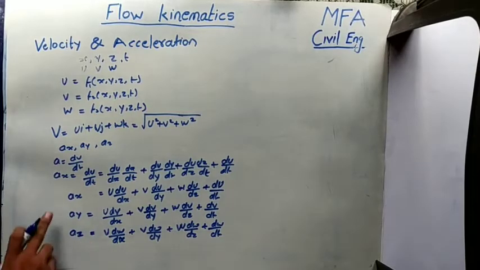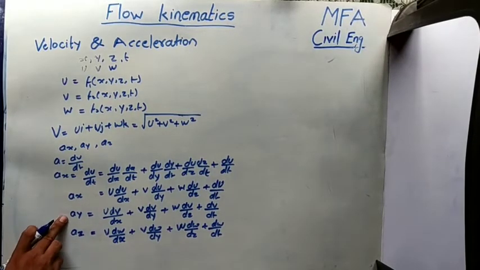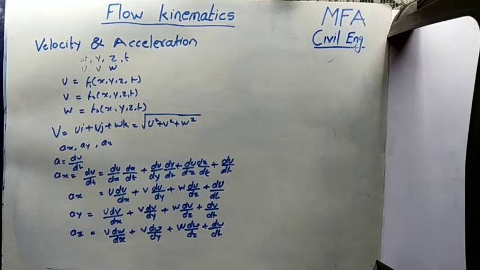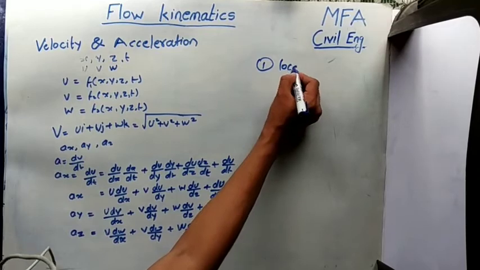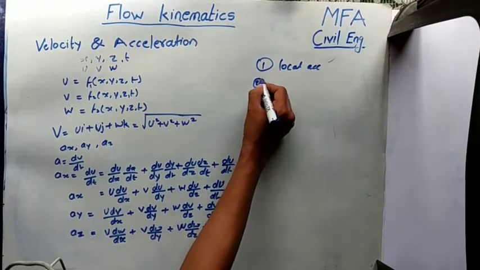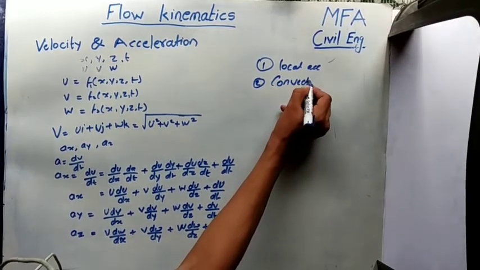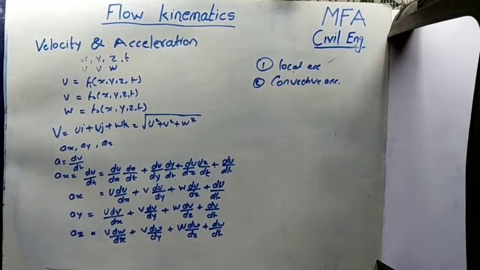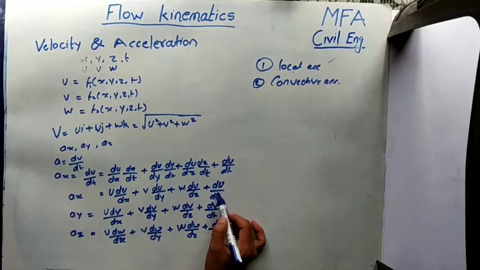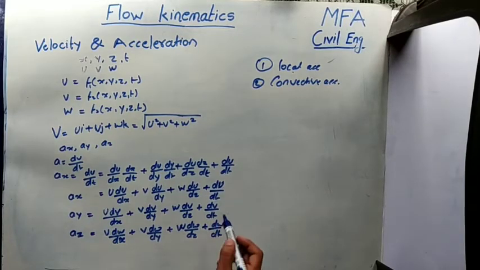Now each acceleration component in the x direction, y direction, or z direction is the addition of two acceleration components: the first is the local acceleration and the second is the convective acceleration. The local acceleration can be defined as the rate of increase in the velocity with respect to time in a flow field. The expressions like du by dt, the rate of change of velocity with respect to time, and dv by dt or dw by dt are called local acceleration.